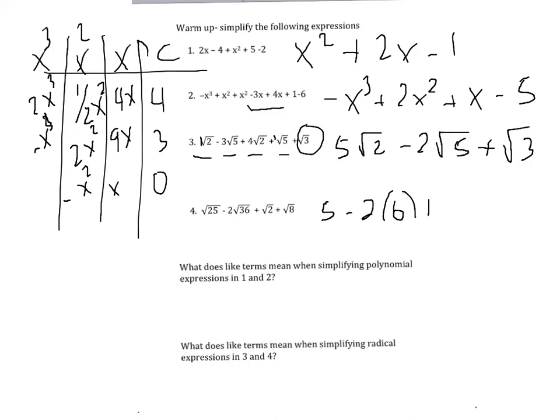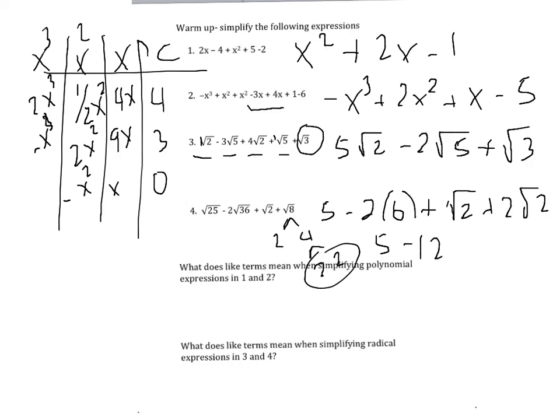And then plus 2 square root of 2, plus square root of 8. I was thinking about the 8 ahead of there. The square root of 8, you can simplify that to 2 times 4, 2 times 2, there's a pair of 2's, so that's going to be 2 square root of 2. So now, if we combine like terms, 1 square root of 2 plus 2 square root of 2 is 3 square root of 2's, and 5 minus 12 combines to make negative 7, plus 3 square root of 2.